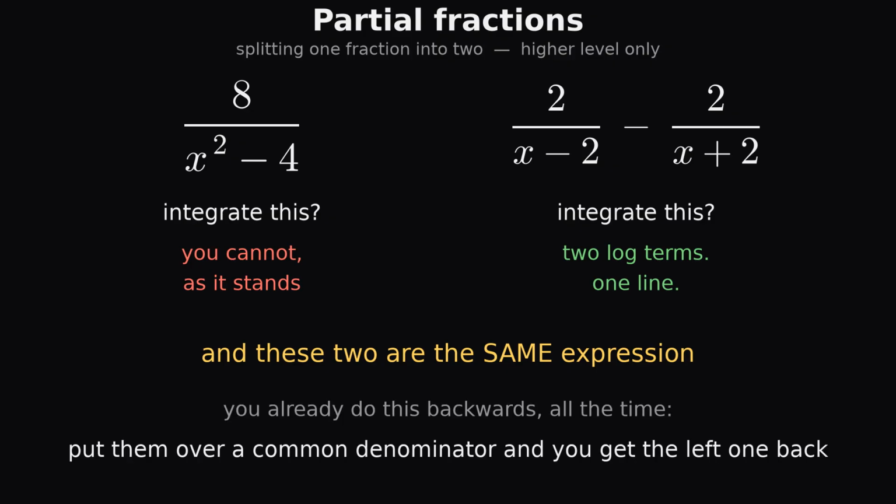And you've already done it backwards, 1,000 times. Take 2 over x minus 2, minus 2 over x plus 2. Put those over a common denominator, and you get the left-hand side back. Partial fractions is that, run in reverse. You are handed the combined fraction and asked for the pieces.